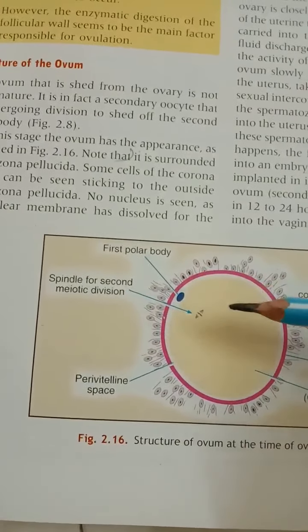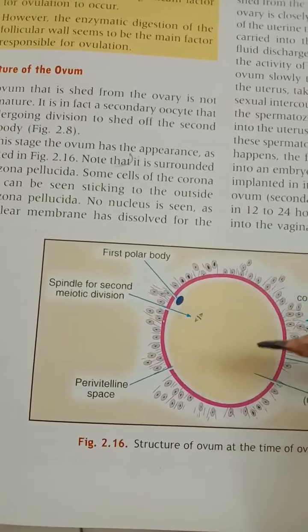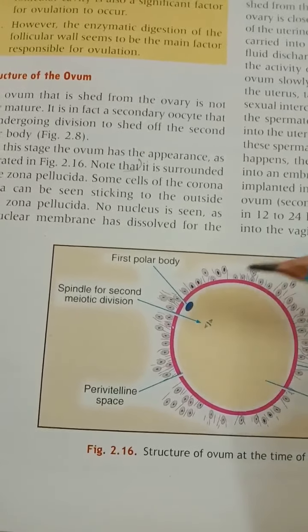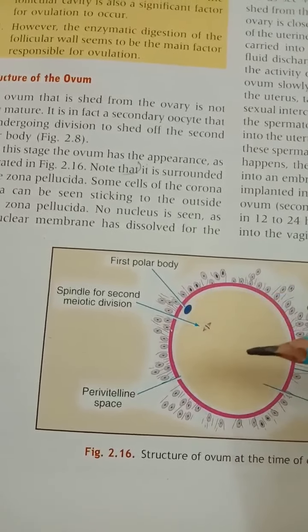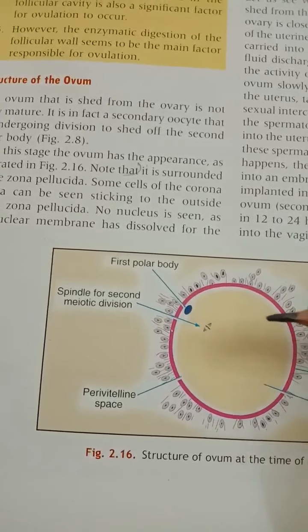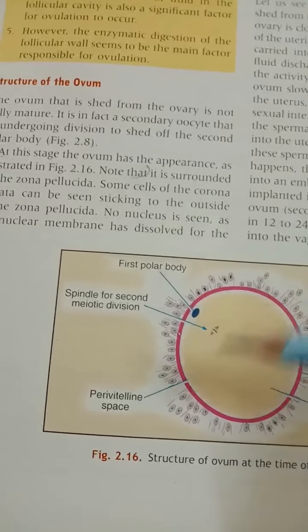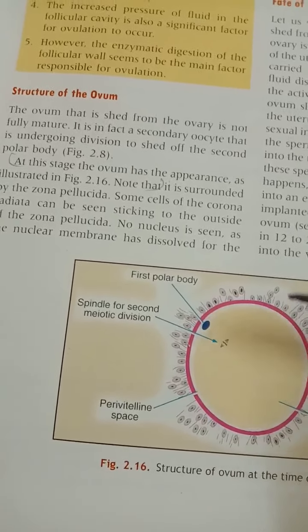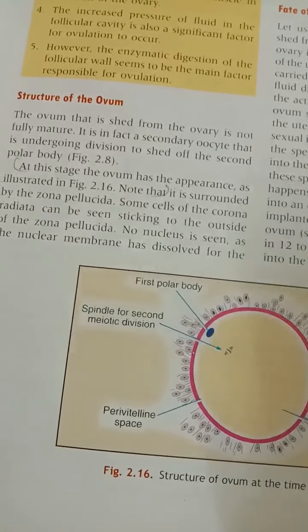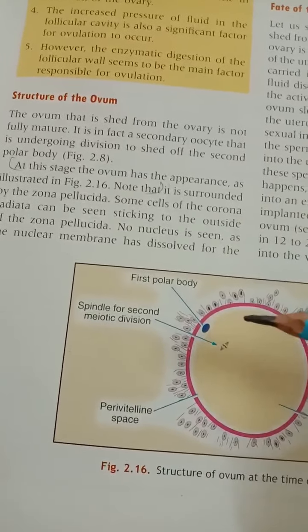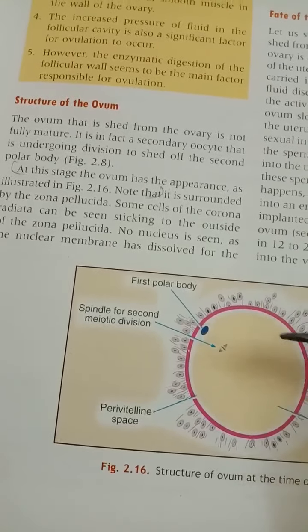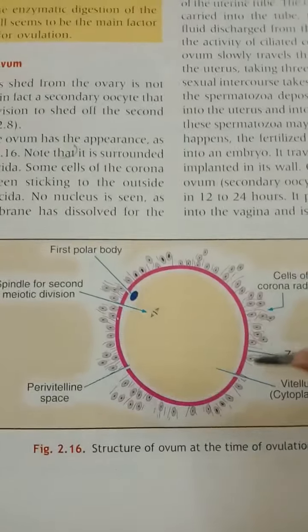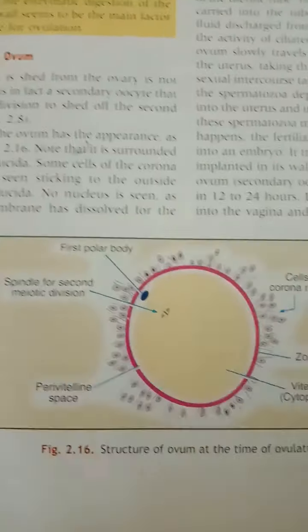It is important that the ovum is a very large cell, measuring more than 100 micrometers in diameter, in contrast to most other cells of the body, which measure less than 10 micrometers. And you know 1 micrometer is one thousandth of a millimeter. So that is the structure of the ovum.